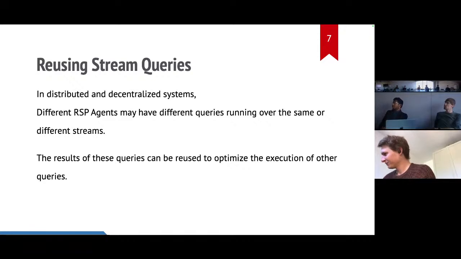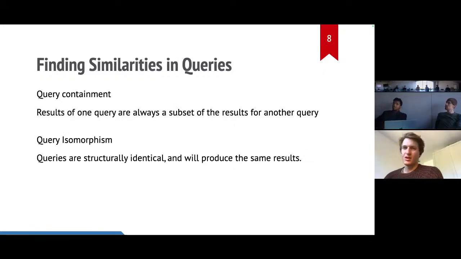The results of the queries which are already running can be reused to optimize the execution of other queries which are later introduced. To see that there are similarities in the queries, you can use query containment or query isomorphism. Query containment is basically that if you have 2 queries, the result of one query will always be a subset of the result of the second query. And query isomorphism is that the queries are structurally identical and will produce the same results.